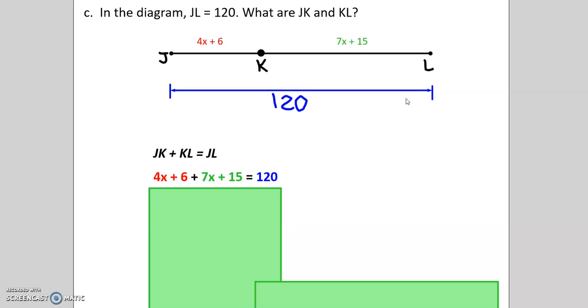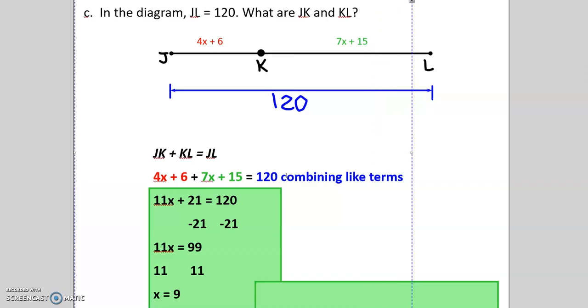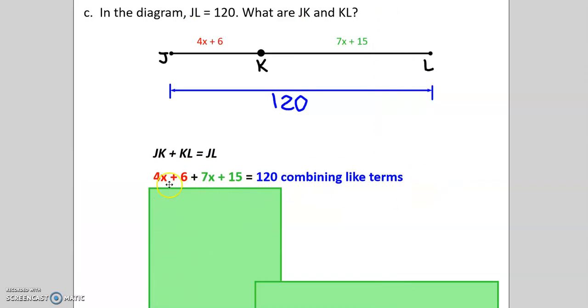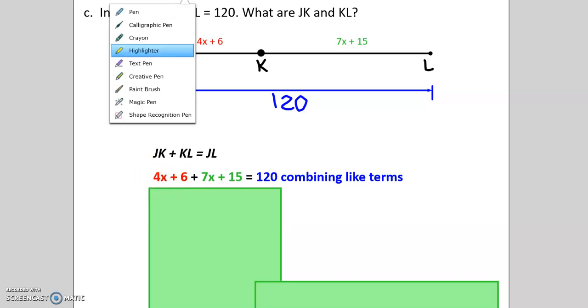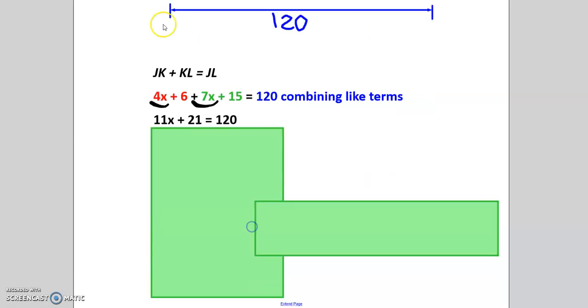From there, we just have to simplify this, and that comes down to combining like terms. If we need to write some steps in here, you definitely want to write that combining like terms. So I'm going to look here at these x's. I have 4x and 7x, so we can combine those. 4x plus 7x gives me 11x. And then I'm also going to combine my numbers. 6 plus 15 gives me 21.